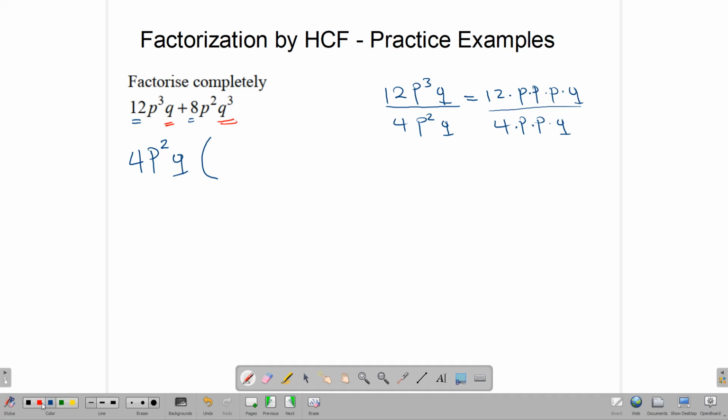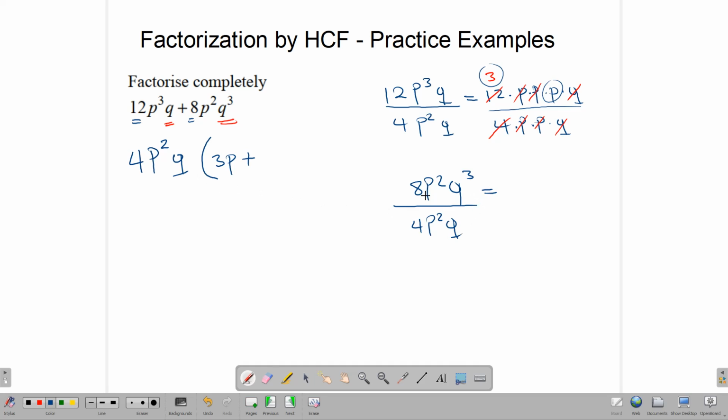Now what do we get when we try to divide this out? We can get 3 fours out of 12. This p squared divides itself out, and this q divides itself out. And so what we're left with is just 3 and p. So we end up with a 3p here. Let's put back our plus sign. Now we have 8p squared q to the third, and we're going to divide it by 4p squared and q.